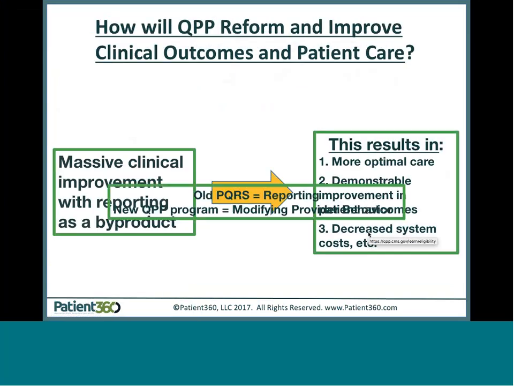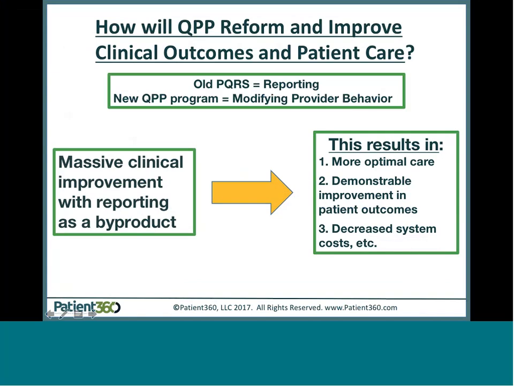So once again, I think it's important to kind of drill this in. We talked a little bit about the spirit of the program. In the past, it was all about just reporting for reporting's sake to avoid a payment adjustment. What they're trying to do now is modify your actual behavior. So they're really trying to look at improving clinical quality of care with reporting as the byproduct. This results in more optimal care. You're demonstrating that improvement in patient outcomes, and there's decreased costs. So this is the spirit of the program. And like I said, once this stuff is achieved, by default, you're going to avoid the payment adjustment anyway. And so it's important to try to look at the new programming from that point of view.